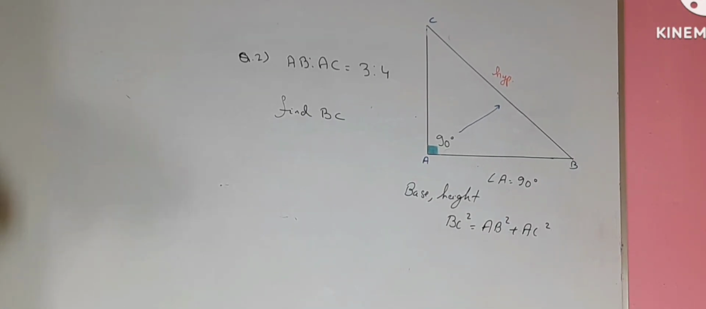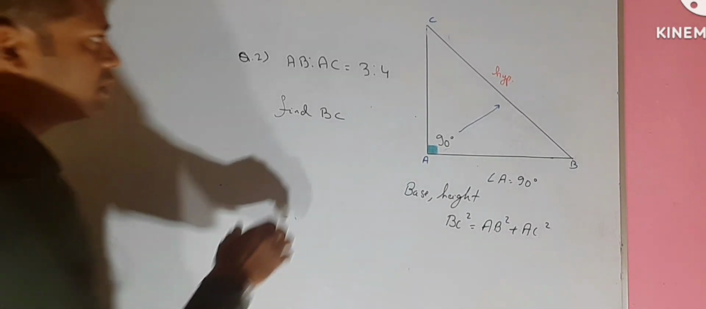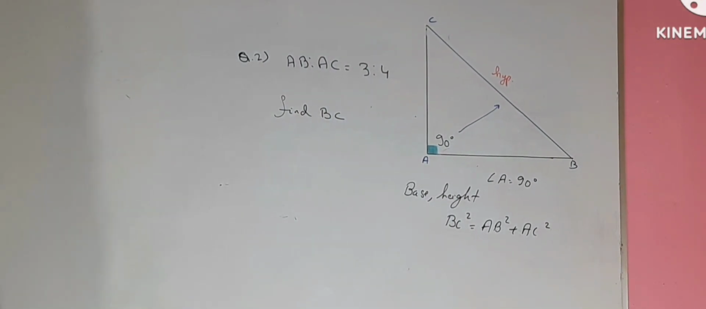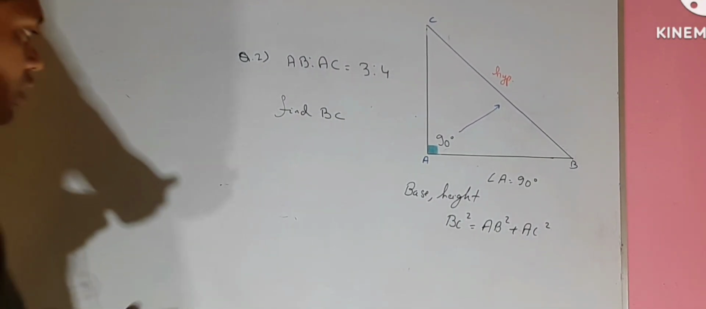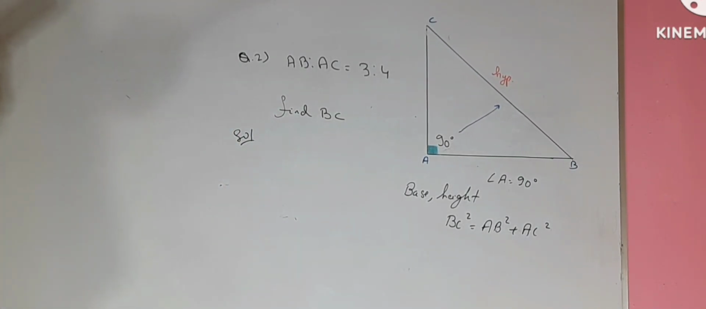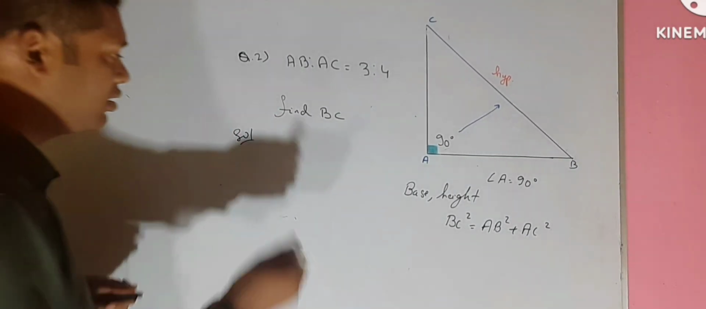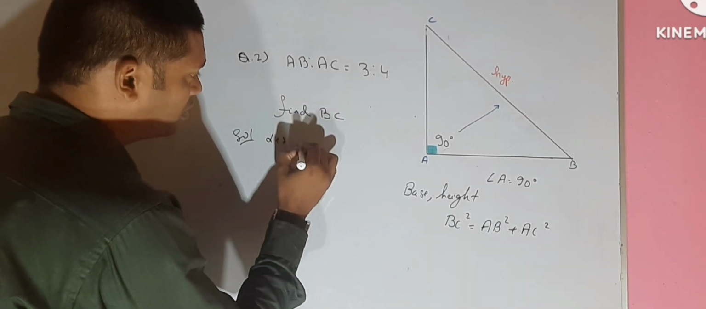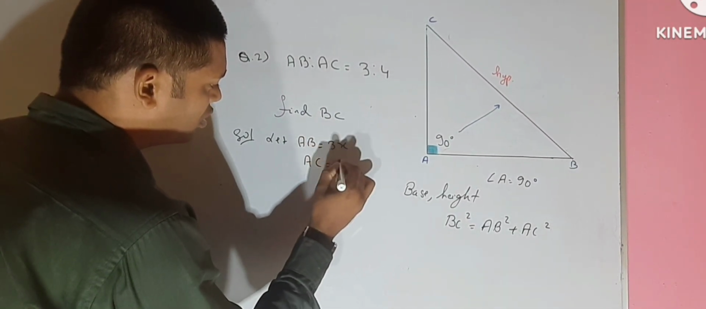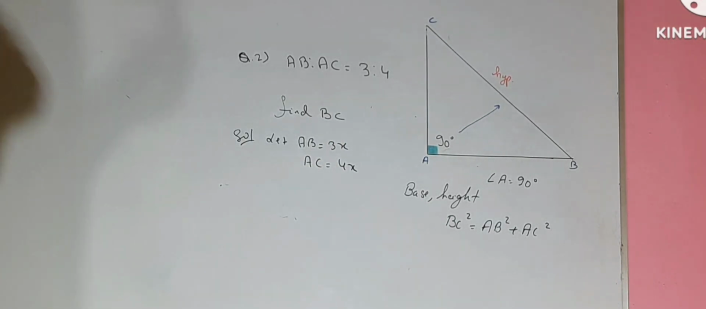So there you go, this is the second question. AB is to AC, now they have given the values in ratio form. A ratio is not the original value. Whenever they give you the ratio form, we need to take it in the x form. So AB is equal to 3x, and AC will be how much? 4x. Clear? Yes, understood.